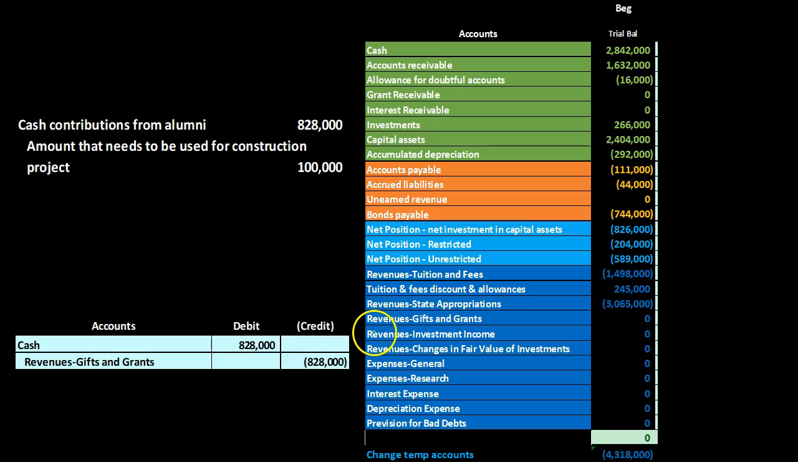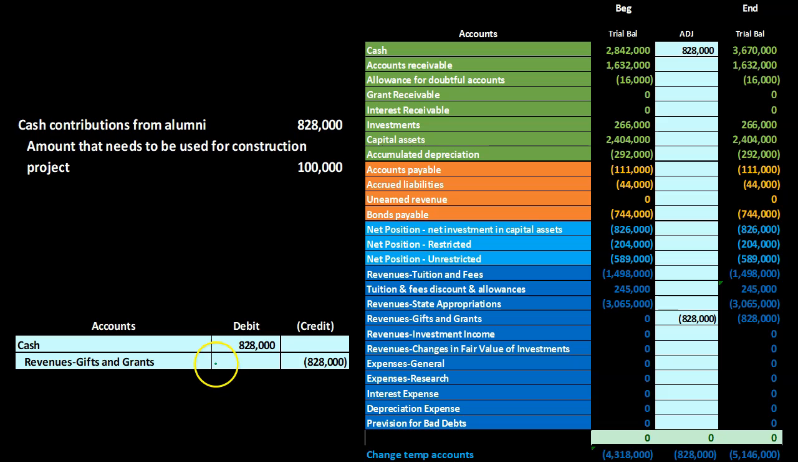You'll note that the accounts down here do not generally have anything saying that this is with restrictions or without restrictions, as we've seen for other nonprofit organizations, although we do have that breakout within the net position, rather than net assets, section up top. We will allocate those out when we do the closing process. Therefore, here, we're just going to simply debit the fact that we got the cash, $828,000. We're going to credit the revenues, gifts and grants, for the $828,000.